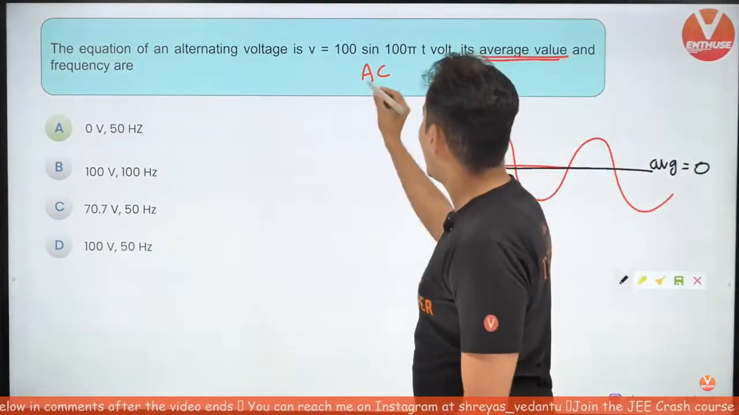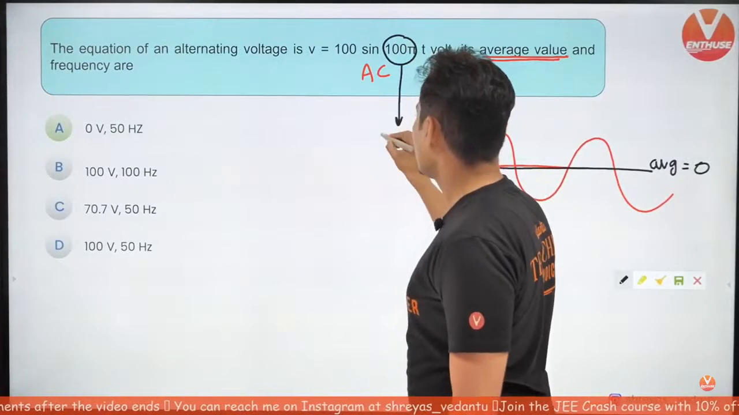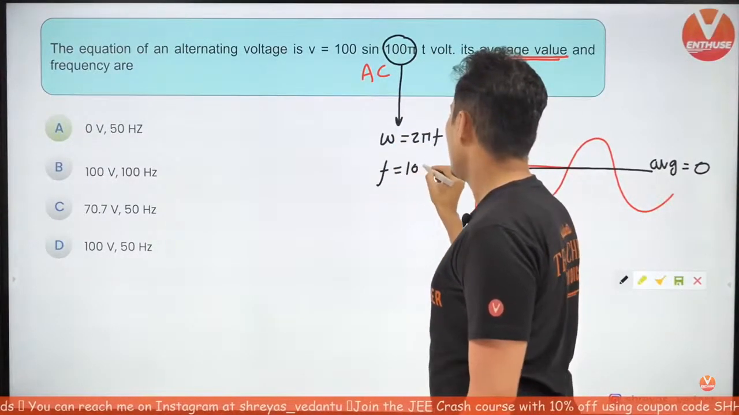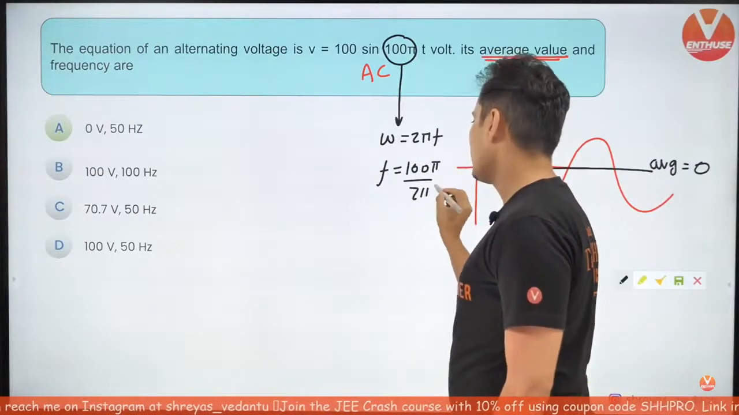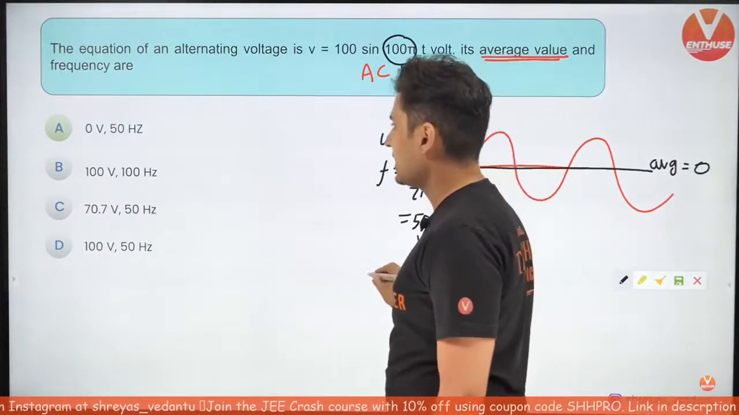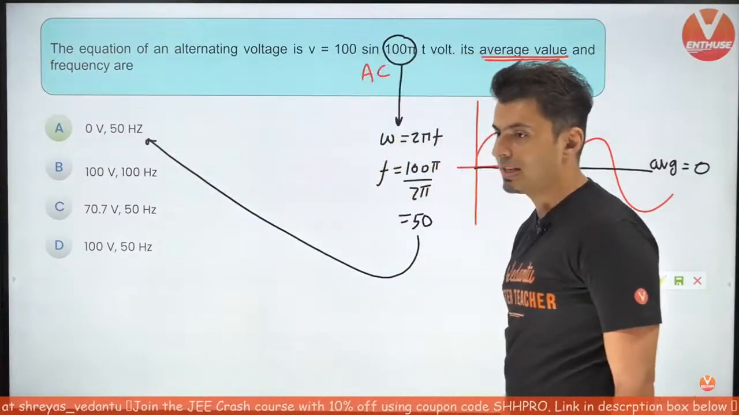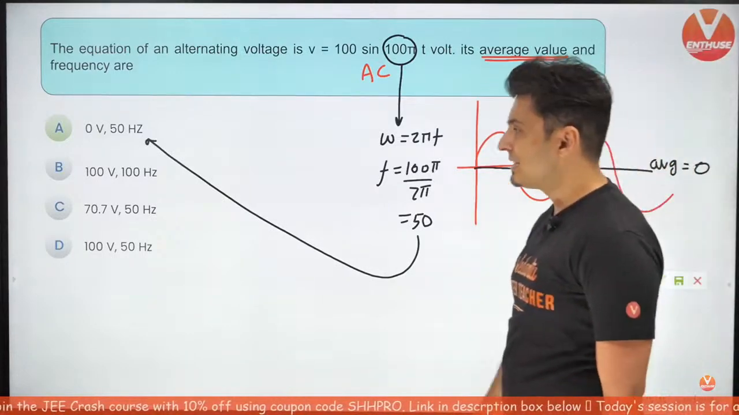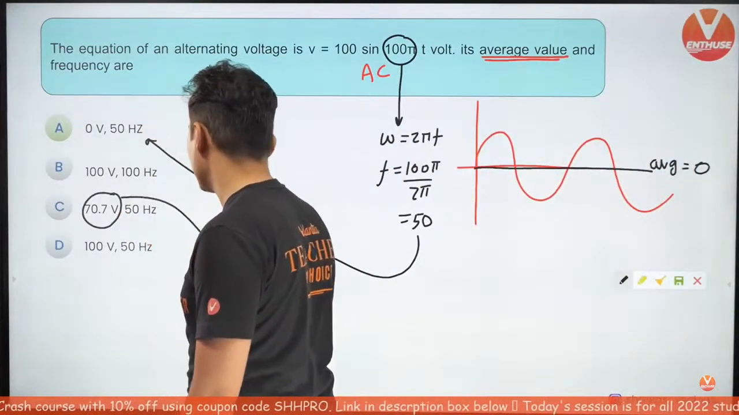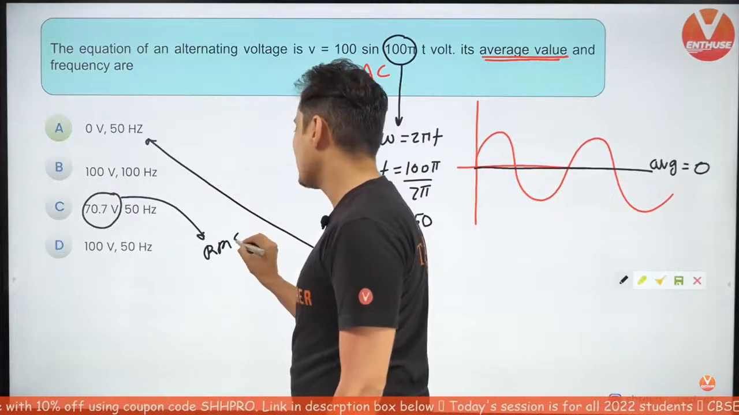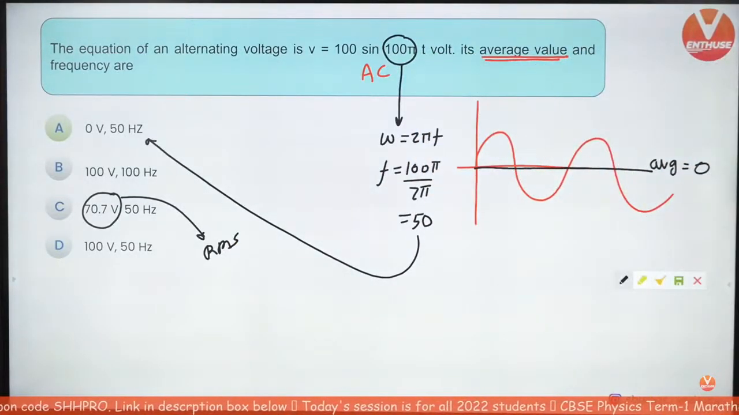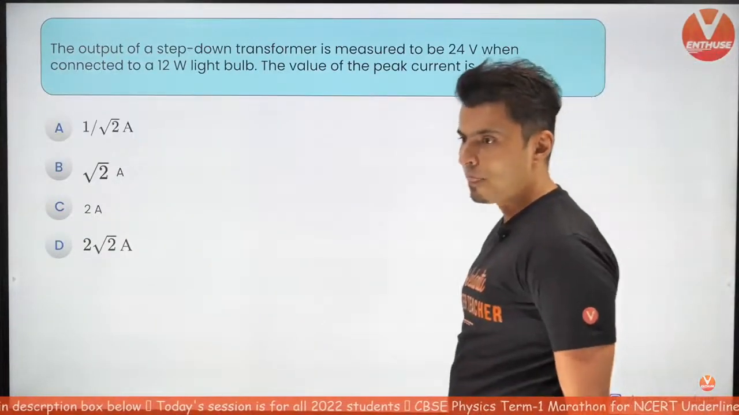What are you guys doing? And this 100 pi is omega. Omega is 2 pi f, so f will be 100 pi by 2 pi, which is 50. So that's why this 50 is there. Be careful. Average is 0. This 70.7, what you guys are saying, is actually the RMS value, 100 by root 2. Be careful. Got it? Understood? Yes? Let's go ahead to the next one.